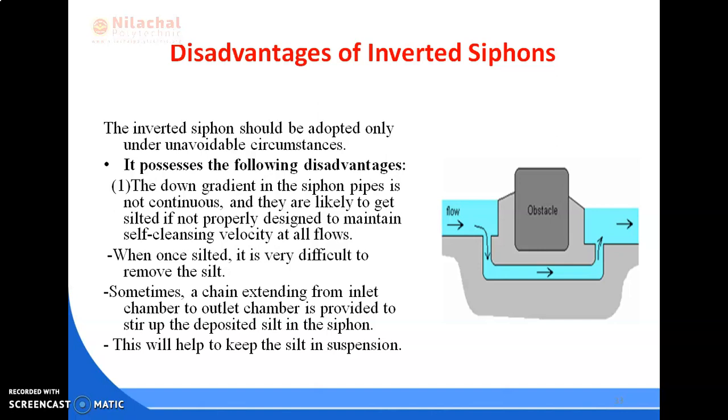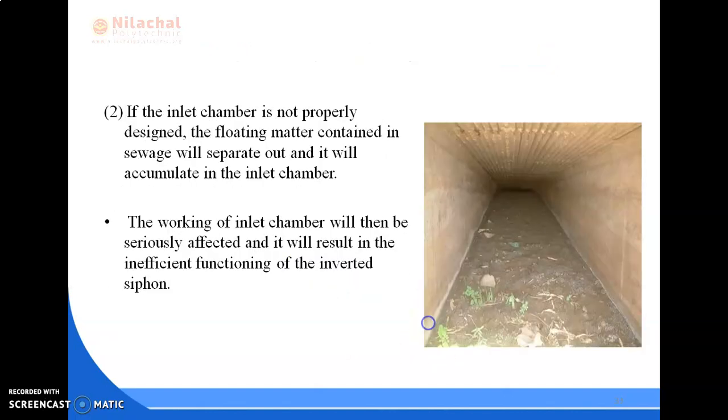Sometimes a chain extending from inlet chamber to outlet chamber is provided to stir off the deposited silt in the siphon. This will help to keep the silt in suspension. So this is the main disadvantage of this inverted siphon.